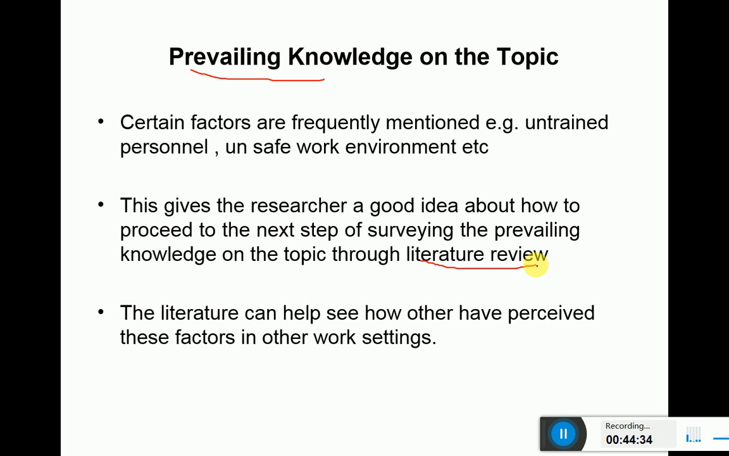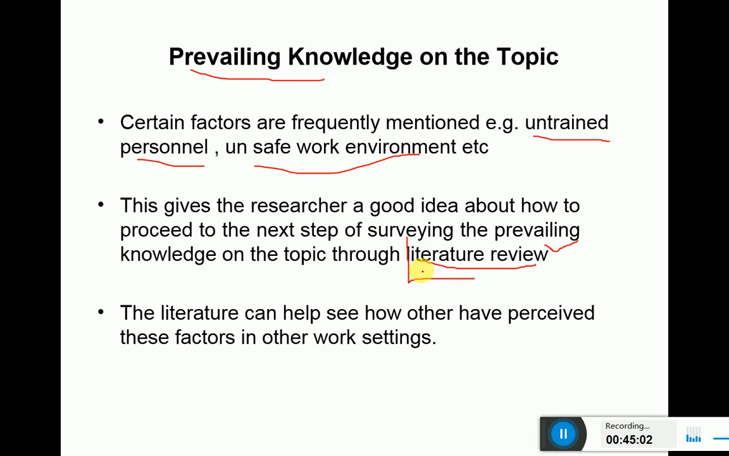Like last time, untrained personnel or unsafe working environment, these were the two different conditions. We have definitely gathered the data through interview from the organization and the people of the organization. Now some further research we require, and that research is done with the help of survey, and that survey is known as your literature review. Yeah, that is known as literature survey.